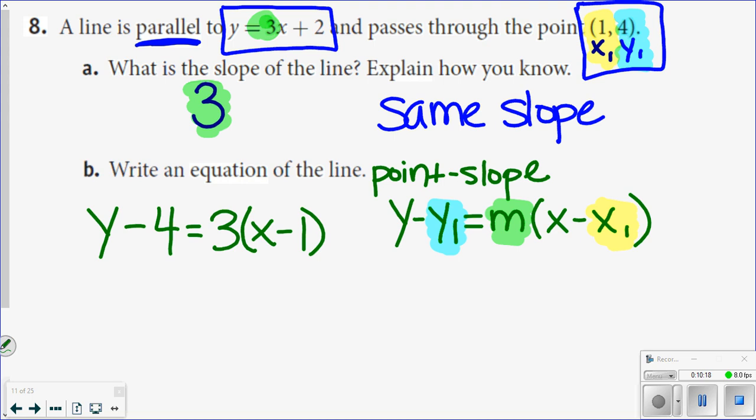Now we could take this and convert it to slope-intercept form by distributing and solving for y, but for the sake of time, we're just going to leave it. So again, just as a reminder, parallel lines have the same exact slope. Parallel lines never touch, they never intersect, they stay the same equidistance away from each other the whole time. Same exact slope, but they have different y-intercepts.